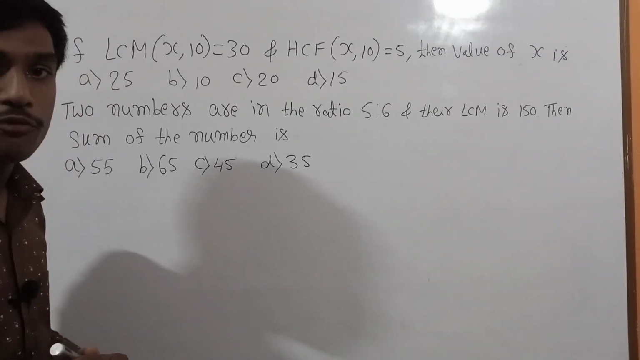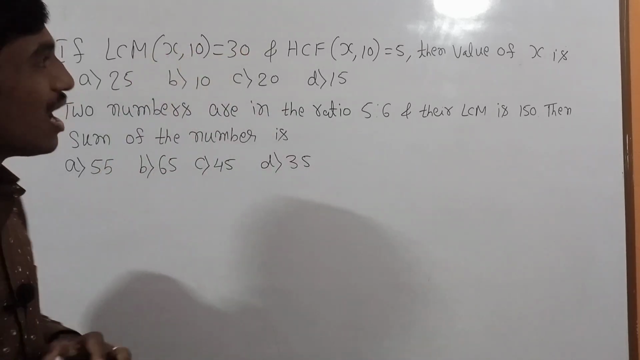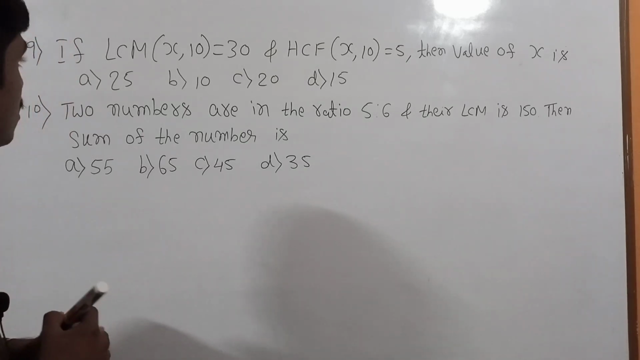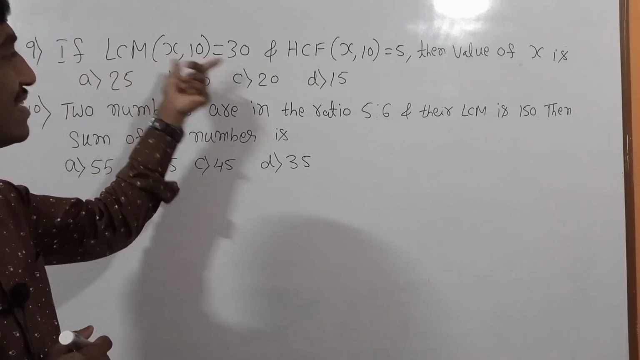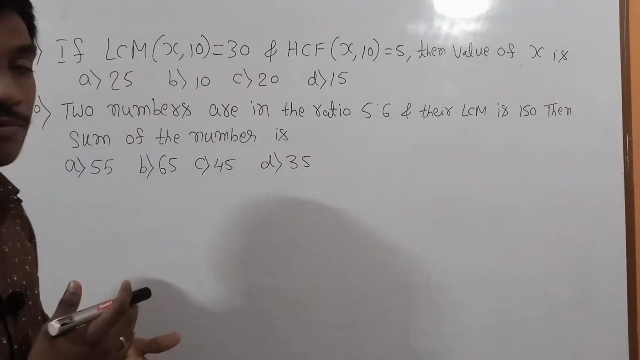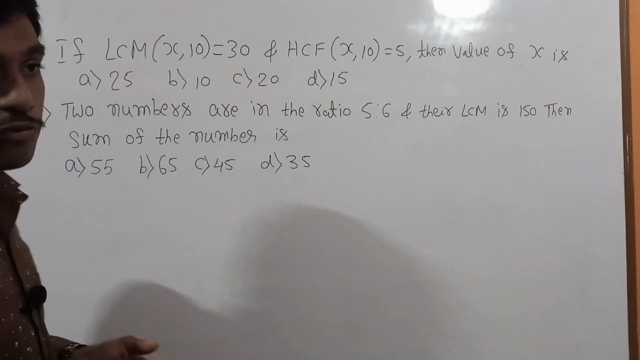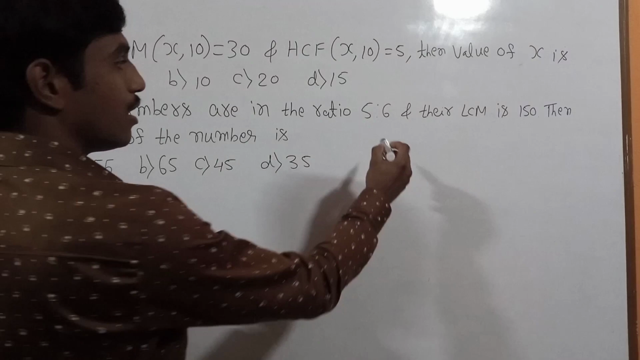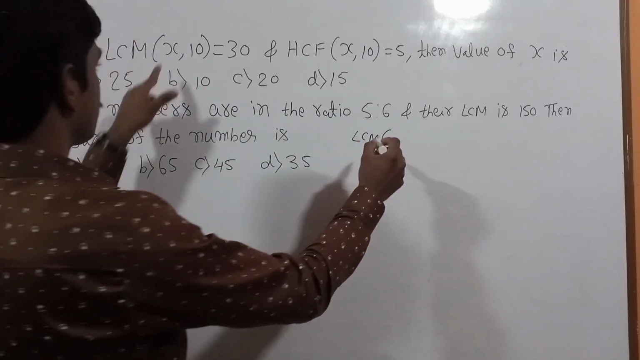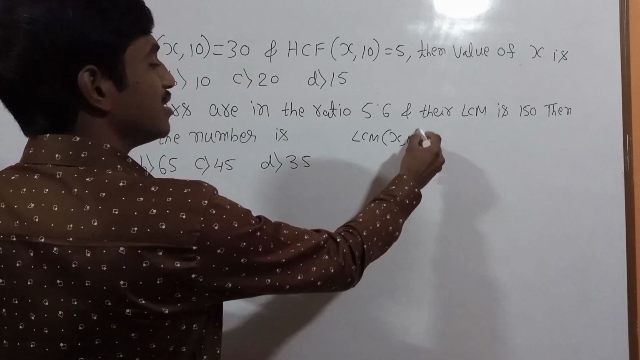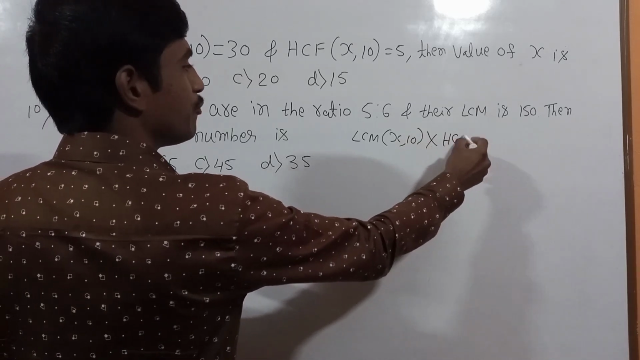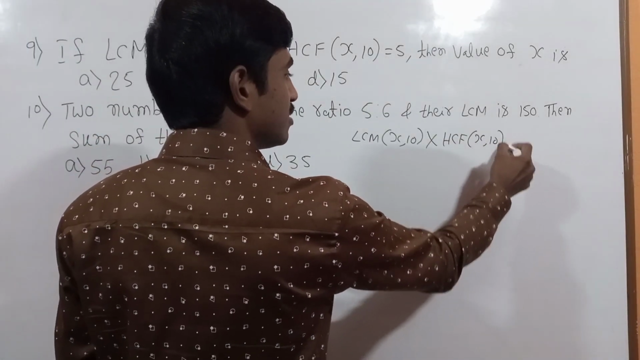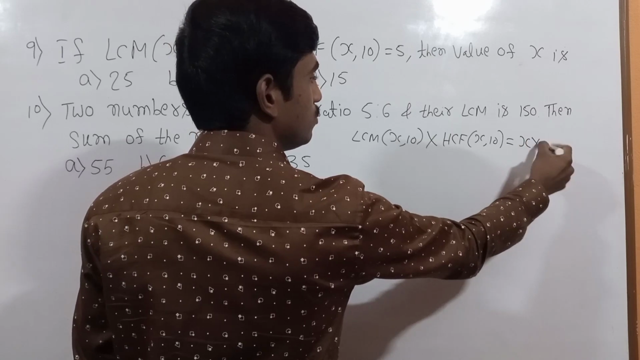Here, if LCM of x, 10 equals 30 and HCF of x, 10 equals 5, then what is the value of x? That's what we need to find. So basically they've given LCM and HCF of 2 numbers, and also one number, which is 10. So we know the formula: LCM of any 2 numbers multiplied by HCF of the same numbers equals the product of the numbers, which is x into 10.